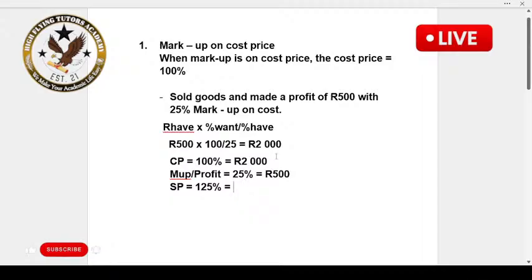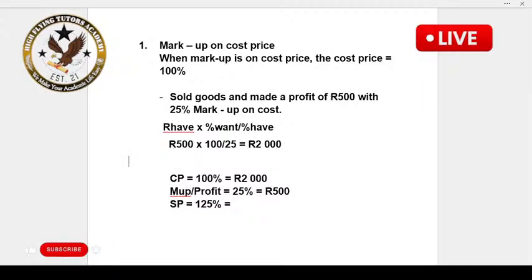And then now we also have to calculate the selling price. So the selling price is going to be 500, which is the amount you have, multiplied by the percentage for the amount you want, which is 125. You divide by 25, because 25 is the percentage of the amount you have, right? You divide by 25.